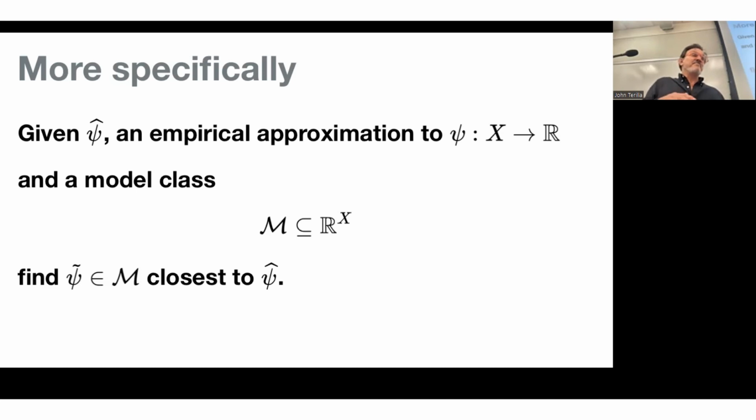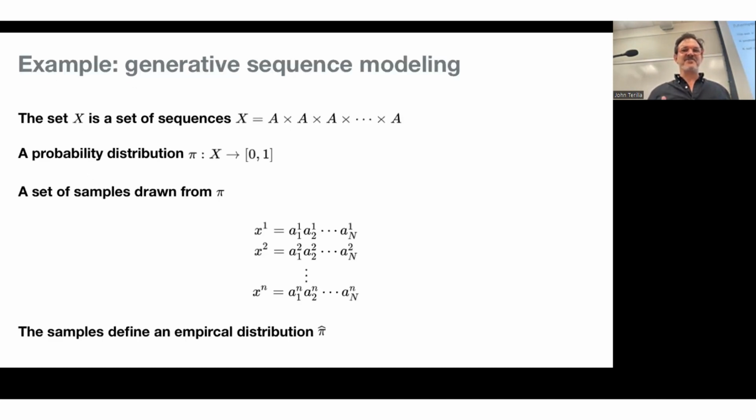And then you're not going to look for all possible functions on X, but you're going to specify a particular model class. It may be a particular kind of neural network like we saw in the previous talk, or it could be some other kind of model class. And then you want to find the function in that model class that's closest to the one that you're empirically given.